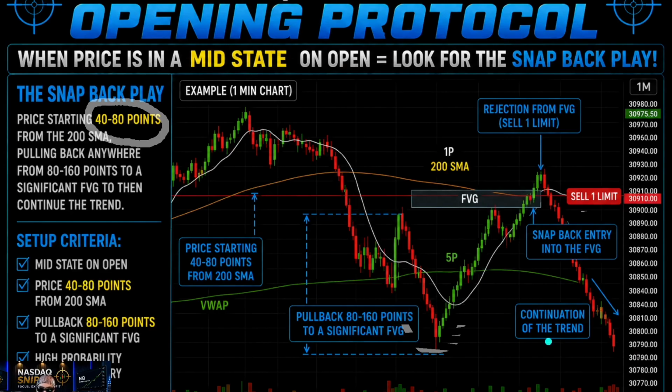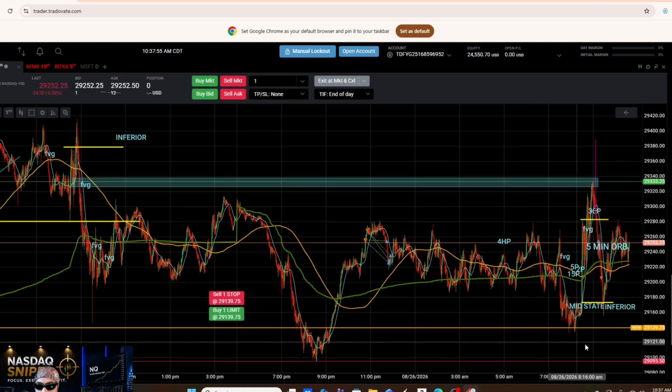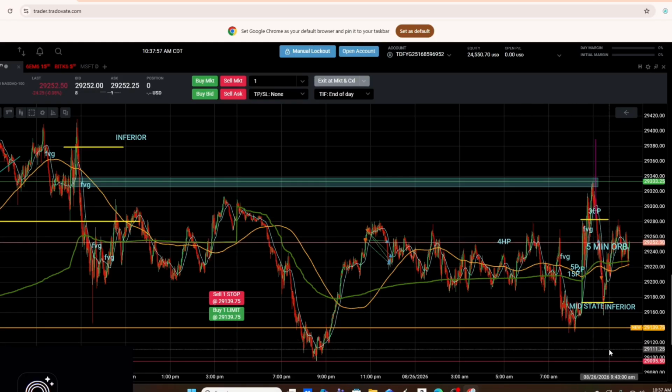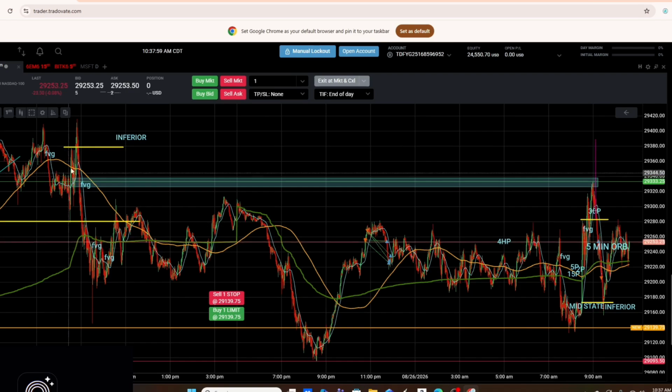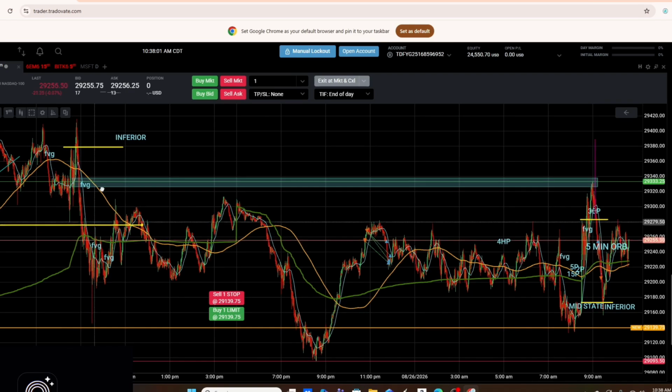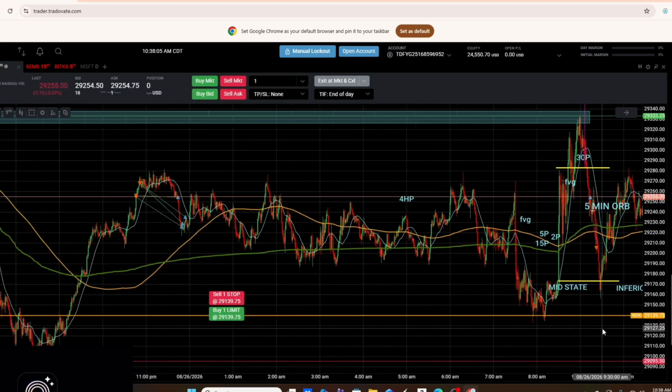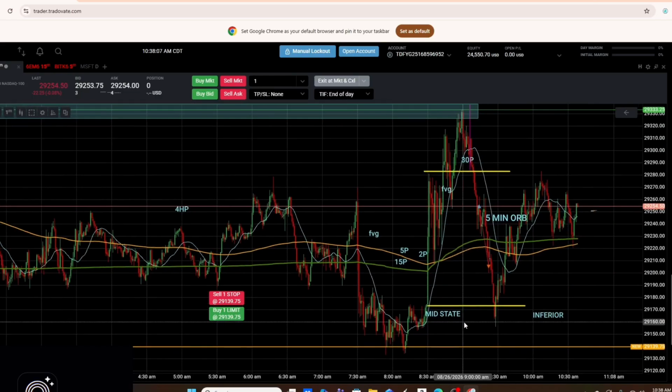Okay. Remember this chart because I want to show you what today looked like. You're going to see how close this resembled our protocol. Let's take a look at the chart. So now look at this, this is the big picture. This was the ORB, this yellow line, and this was the 5-minute ORB from yesterday. But let's take a look at price today.